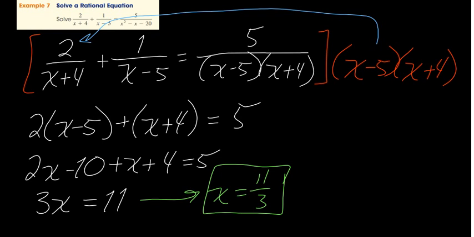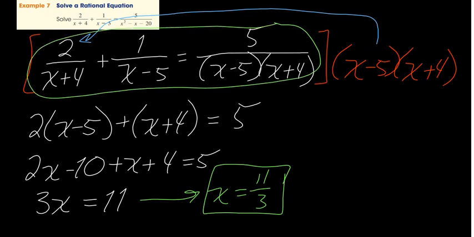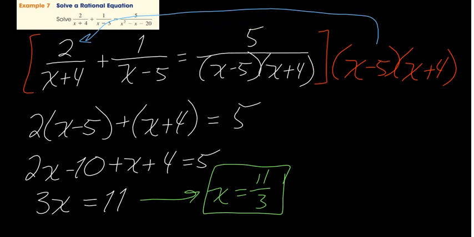But again, how do I know this does not contain an extraneous solution? The reason I know this is not an extraneous solution is because, looking back at my original problem, I'm going to look at the variables in the denominator. As long as I do not have a negative 4 here, or a 5 here, or a 5 here, or a negative 4 here, I will not have a 0 in the denominator.